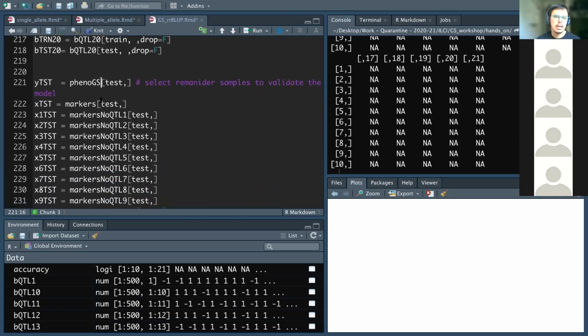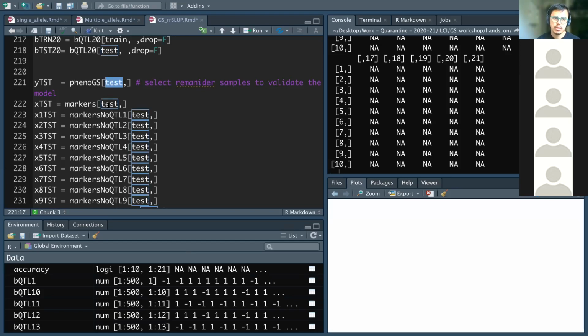And now we are going to extract, at the beginning, the information from the training population, because we need the phenotype and the genotype to estimate the effect of the alleles. So now we have to extract the information of the phenotype and the marker effects to predict the accuracy of the model in the testing population.